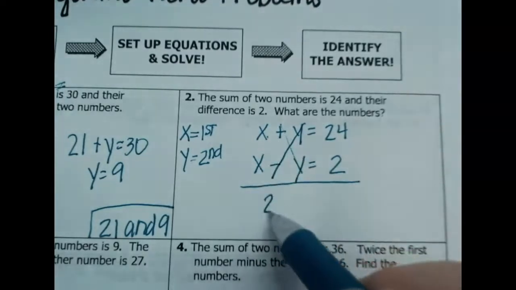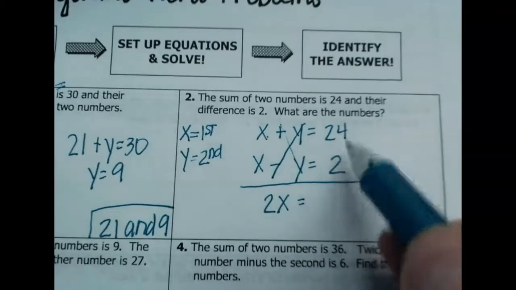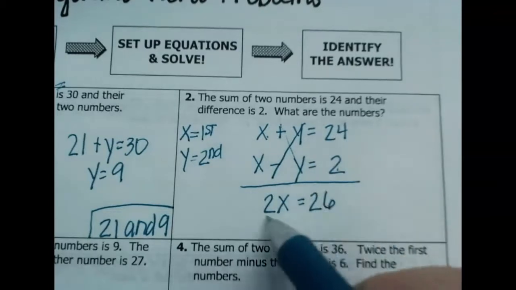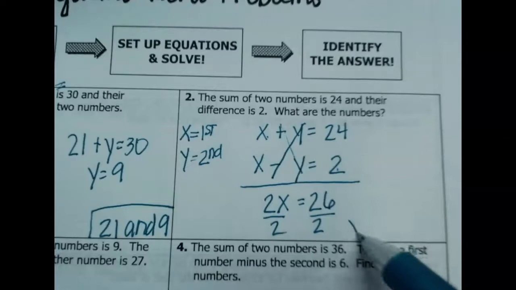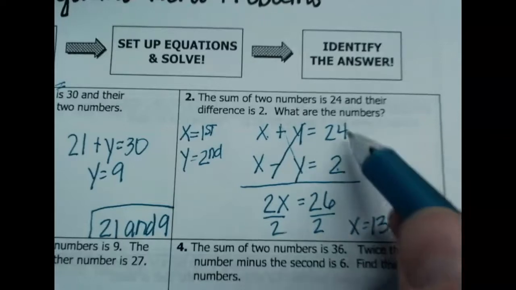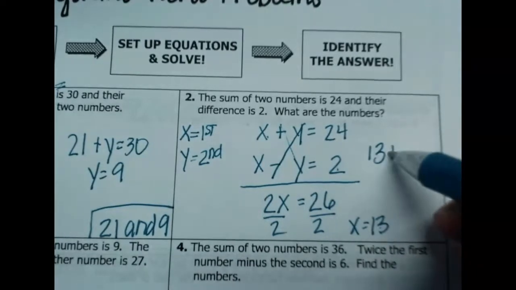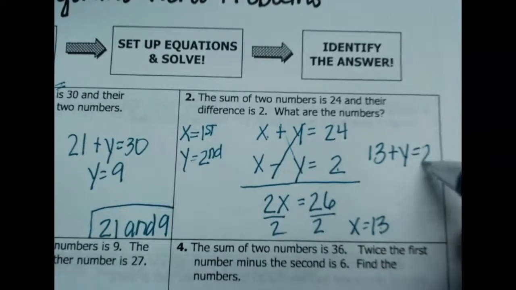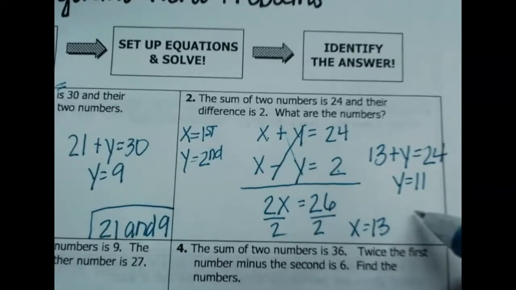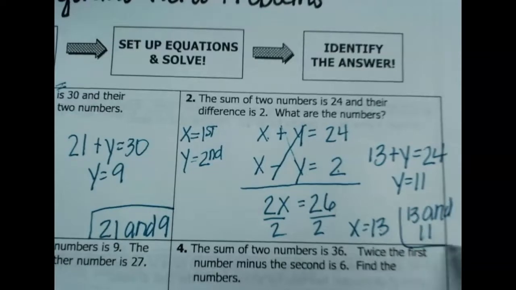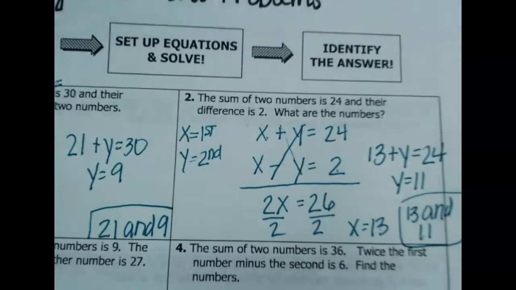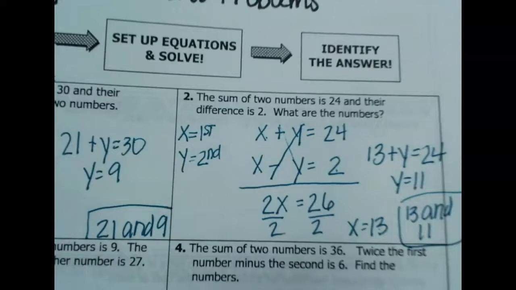x plus x is 2x. 24 plus 2 is 26. So we're going to get for our x value 13. So 13 plus what is going to give me the 24? So that's really what you're saying. 13 plus some number y equals 24. So my y is going to equal 11. So my answer is 13 and 11 are my two numbers.